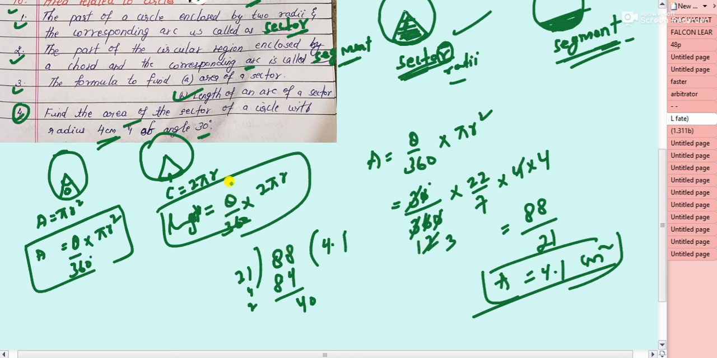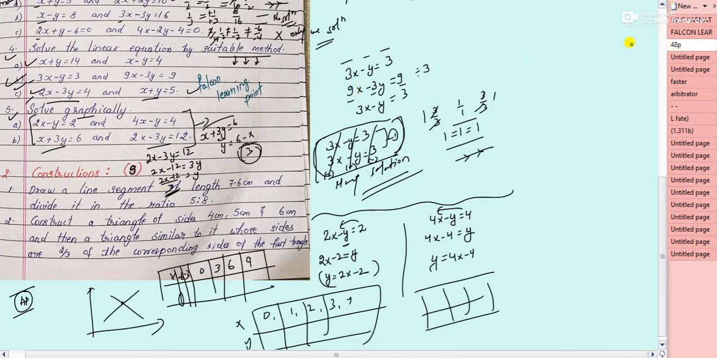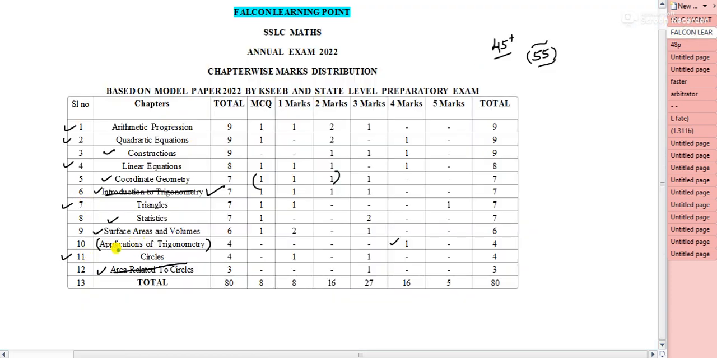Okay, so I hope you have understood all the easier questions from area related to circles. So we have almost covered, I think, more than half of the portion. Next we'll move to which chapter?